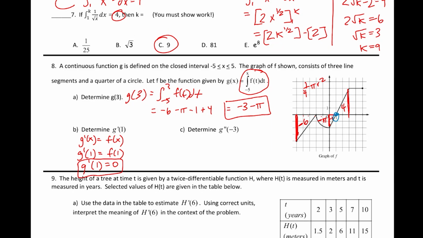Letter C wants the second derivative of g. Now, if we already determined that g prime was f, then g double prime should be f prime. In other words, we want the slope of f. So g double prime of negative 3 is asking for the slope of f at negative 3. So if I back up to negative 3, let's see here, 1, 2, 3, I want the slope of this segment right here. So the slope, since I'm going up 4 over 3, is just 4/3.